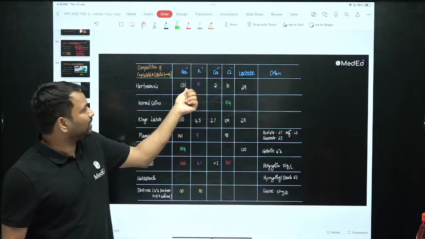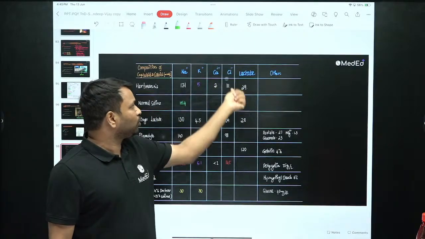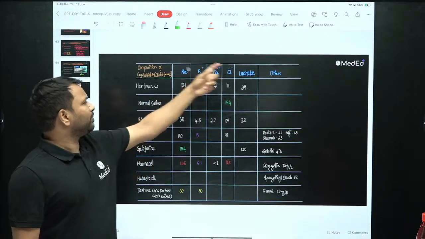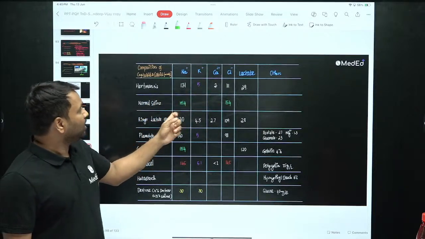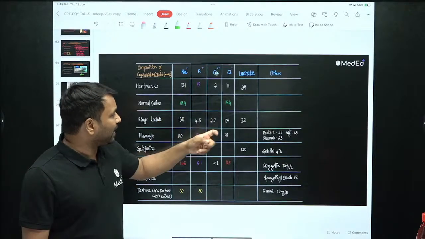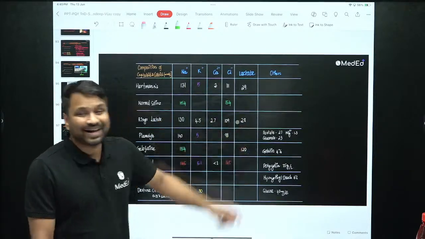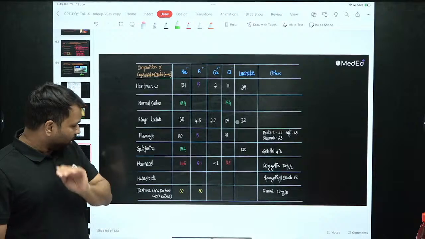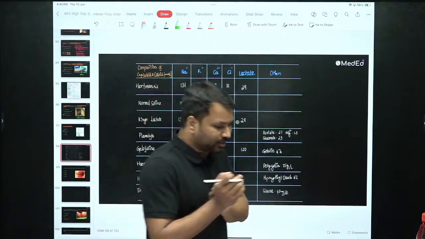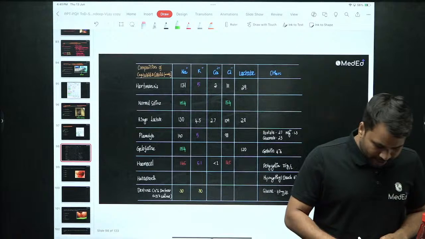In Hartmann's, sodium is 131, potassium 5, calcium 2, chloride 111, lactate 29. Normal saline has 154 milliequivalents of sodium and chloride, nothing else. Ringer lactate has 130 of sodium, 4.5 of potassium, 2.7 of calcium, 109 of chloride and 28 of lactate, right? Apart from that, nothing else is important. These three fluids you must know with respect to their compositions as well.